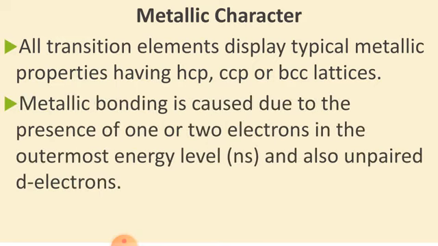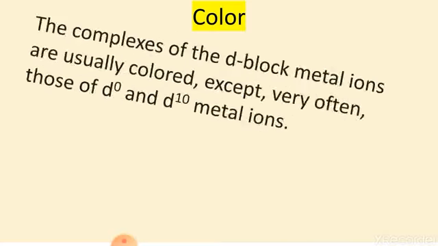Now students, metallic bonding is caused due to the presence of 1 or 2 electrons in the outermost energy shell, that is ns, and also unpaired electrons in d orbitals. Now the next property is color. This is also a most important property of d block elements. So let us focus on the color.